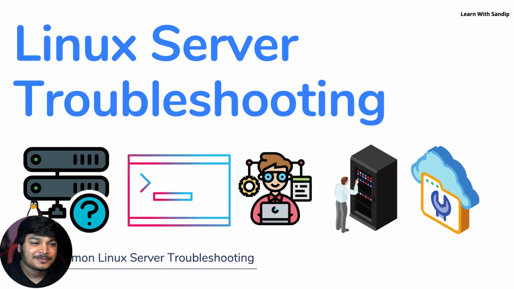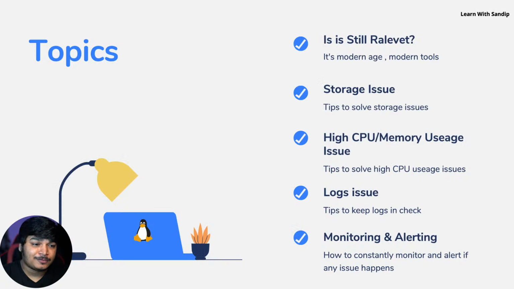Now, in Linux server troubleshooting, what will we be covering? We'll first cover whether it is still relevant to do Linux troubleshooting or not. I'll be covering that very carefully. Then we'll talk about the very common issues first: storage issues, high CPU and memory usage issues, logs issues, and then monitoring and alerting. Whatever issue you find will be around these four topics only: storage, CPU memory, logs, and monitoring and alerting. One thing I'm not covering in this session is the networking part, because I'm going to cover it dedicatedly in depth in a future session.